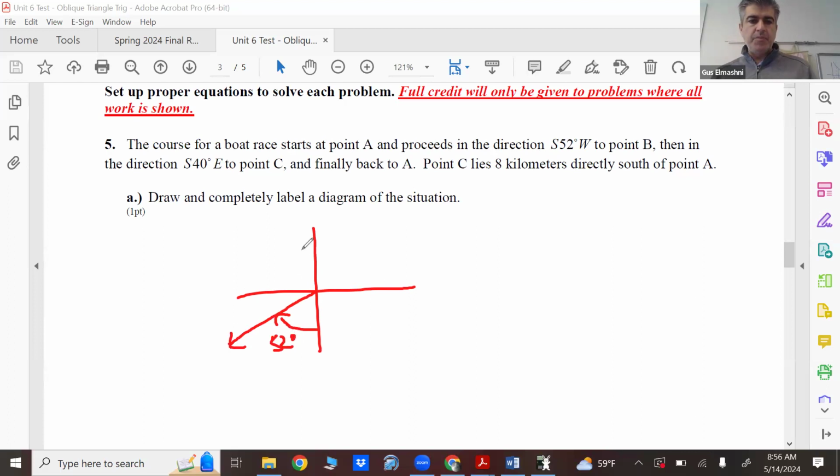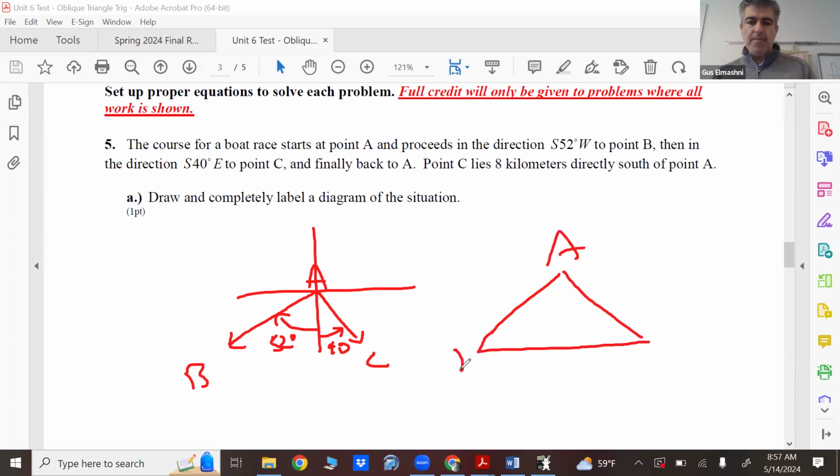Then here, also going south, but you're going 40 degrees east. So that's 40 degrees in the eastern direction. And that's point C. This is point A, by the way. That's point B. So if I make a triangle, the triangle's going to look like this, right? A, B, C. What's this thing over here, guys? 92. Perfect. Good. Excellent. And you're told that point C lies 8 kilometers directly south.